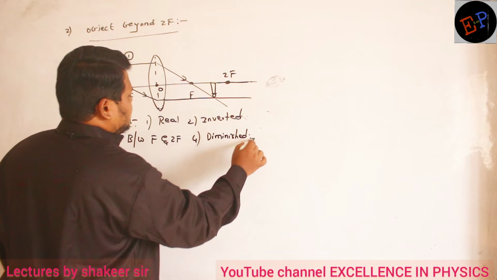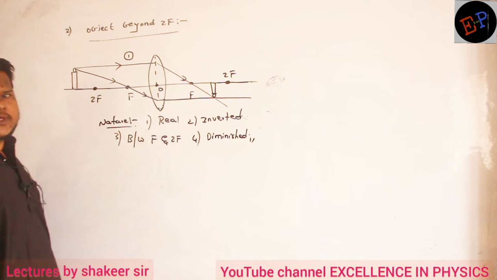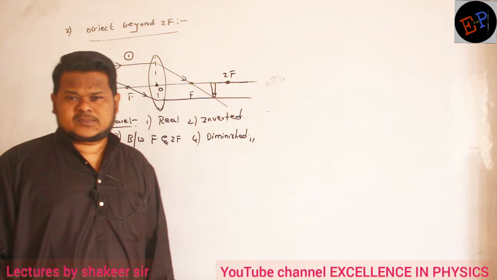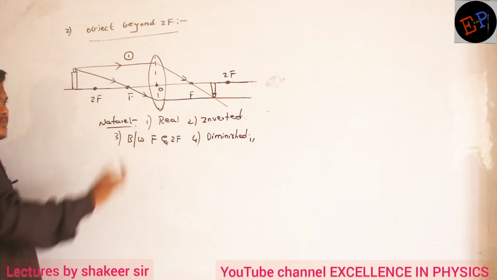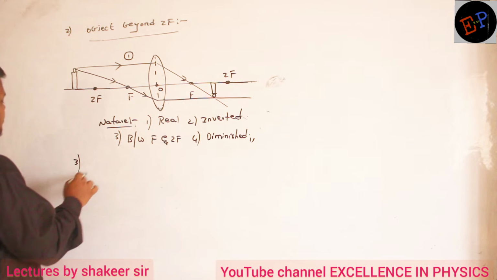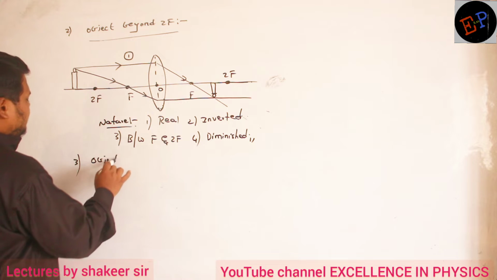Okay. So almost the same results we can compare with the image created in the case of mirrors also. Exactly the same image. Next, third one. Object at 2f.